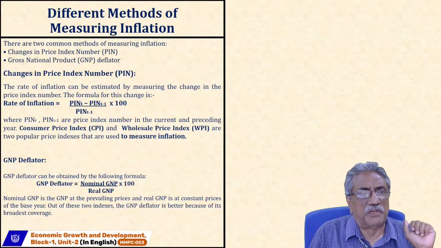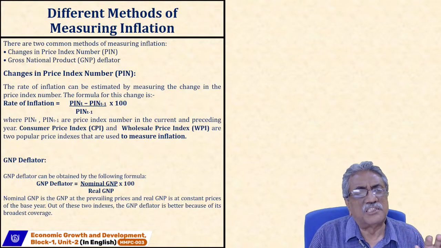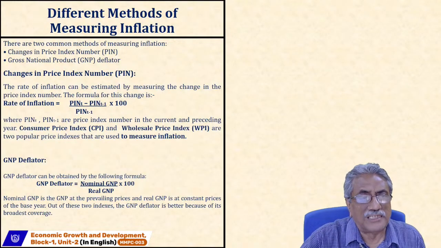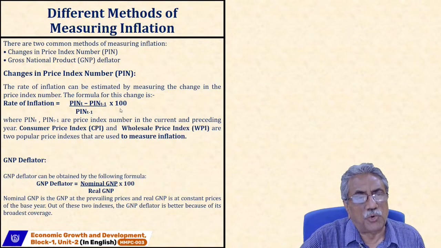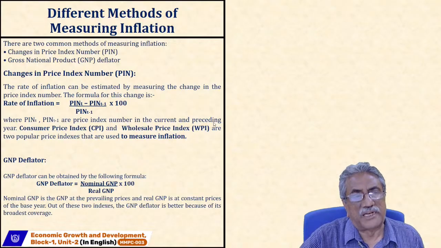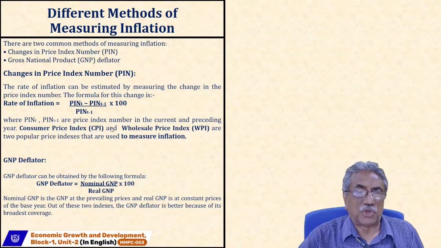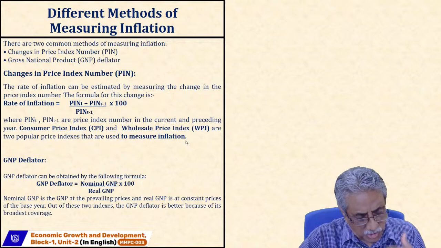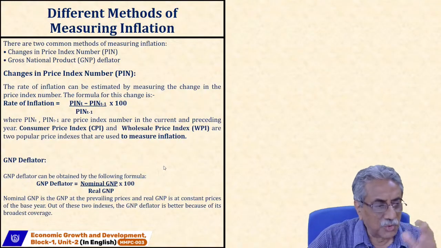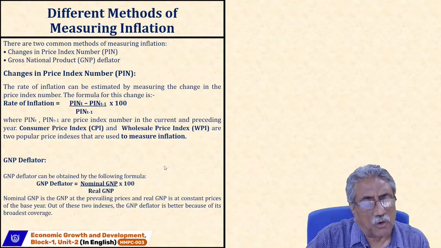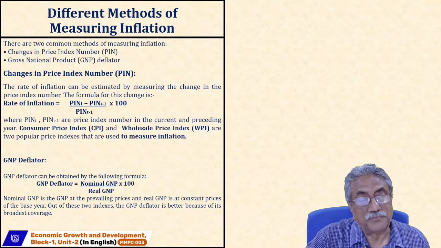Different methods of measuring inflation: generally there are two methods. First is the change in the price index number. So price at point T minus price earlier, divided by price earlier, into 100, is the rate of inflation. This is our price index number in the current and preceding year. We generally take the consumer price index or the wholesale price index, two popular price indexes to measure inflation. When the RBI and others talk about inflation, they generally talk about the consumer price index, whether it has changed and gone higher. As of now, the inflation rate is very low.